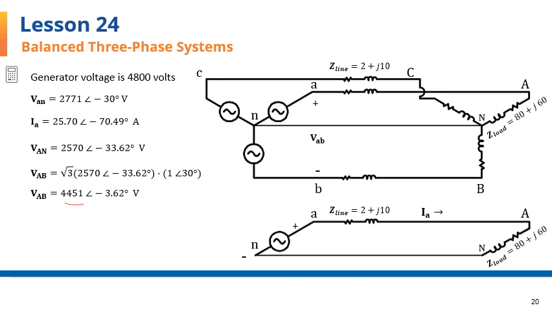Once we have VAB, VBC is found by taking away 120 degrees from this phase angle, because our system is a positive sequence system, and VBC lags VAB by 120. Here it is. And we can find VCA by taking another 120 degrees from VBC, which is shown here, or we could have had it by adding 120 degrees to VAB, and that's this angle here.